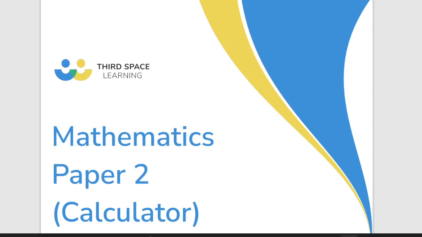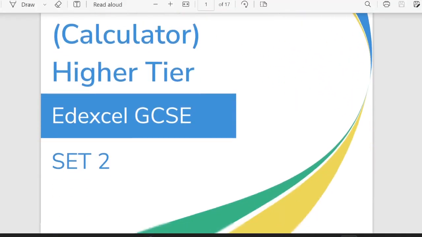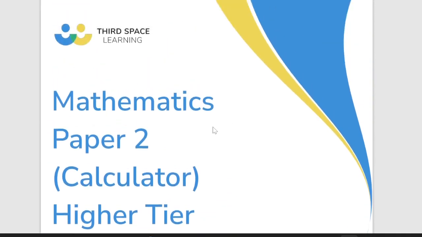Today we're looking at the Third Space Learning practice papers. These were written before any papers have been sat. They've been written based on previous exam patterns though, so they're a very, very good source. I've found these really good papers. This is the higher tier paper 2, so this is calculator.